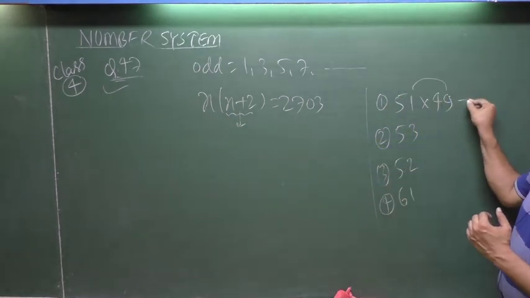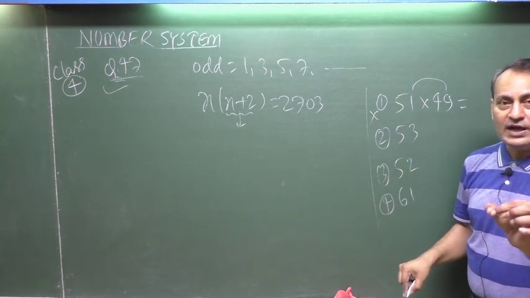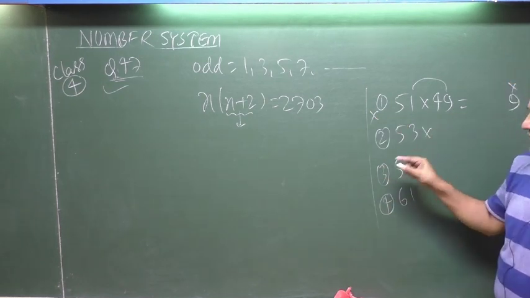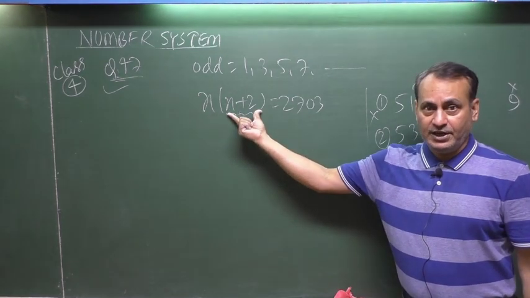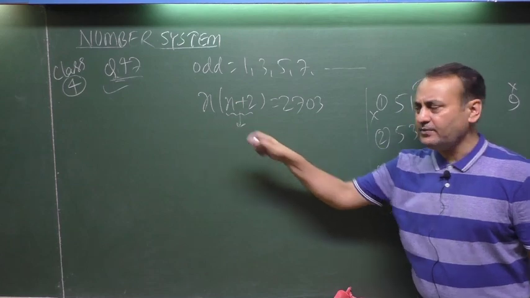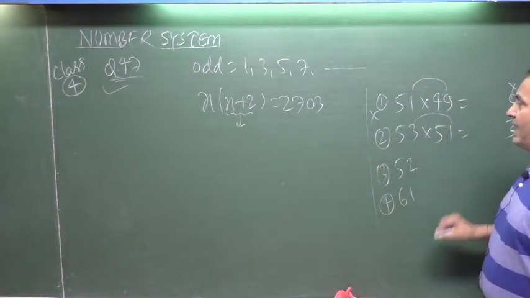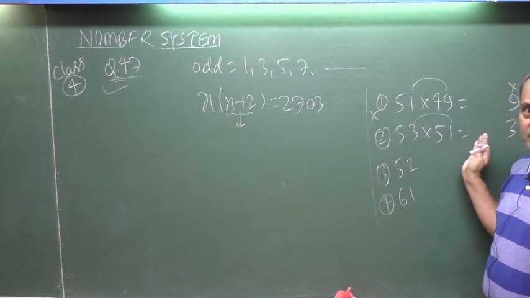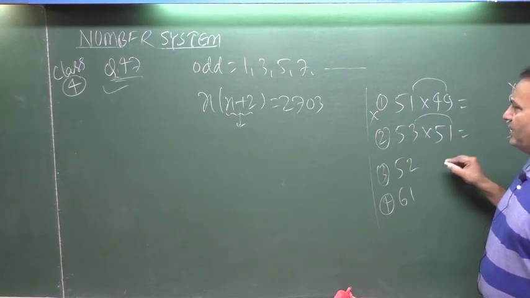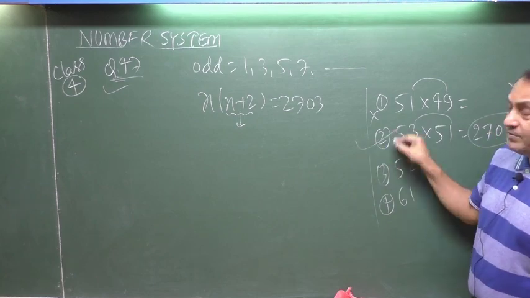And see here, unit doesn't match here. Unit is 9. That means this is wrong answer. If 53 is the bigger one, this is 53, bigger. That means that will be 2 minus 51. So 53, 51, after multiplication, match units first, units first, 3. Then multiply. After multiplication, it comes here 2703. That means this is your right answer.